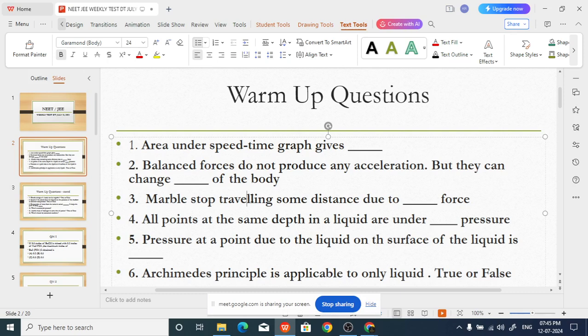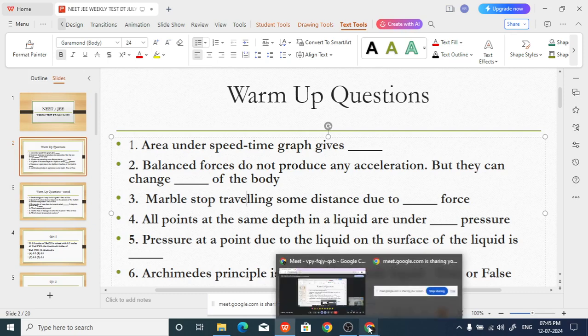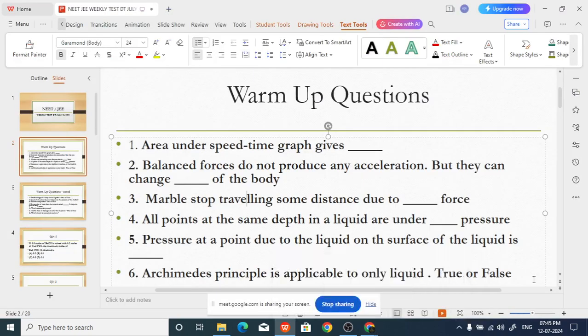But okay, next question. Can anybody read the fourth question? All points at the same depth in a liquid are under dash pressure. Suppose you have a liquid in a beaker and you are taking points at the same depth. Then what will be the pressure of the two points at the same depth?